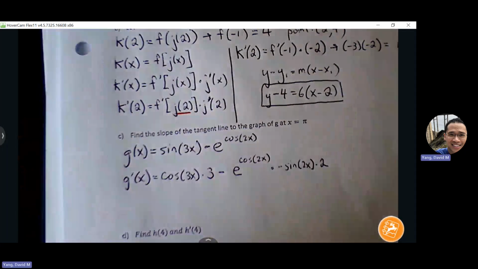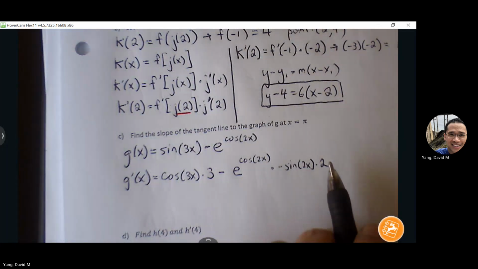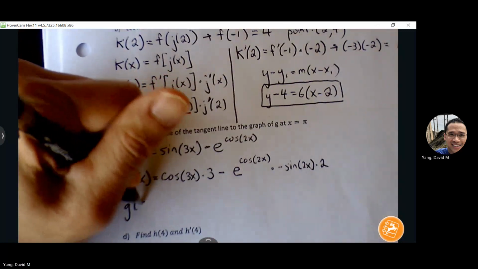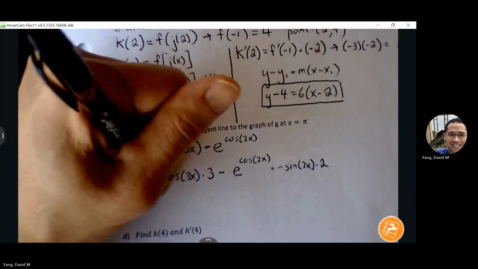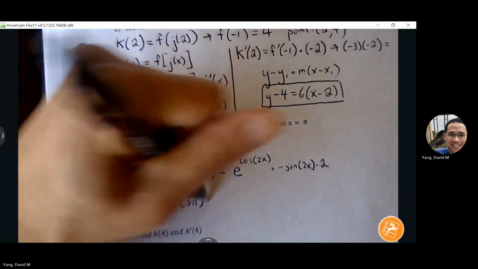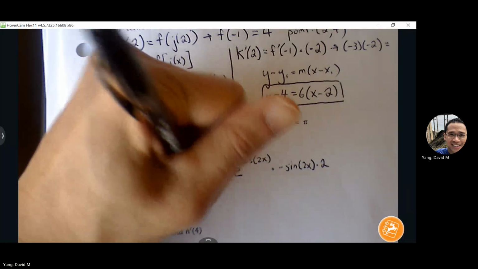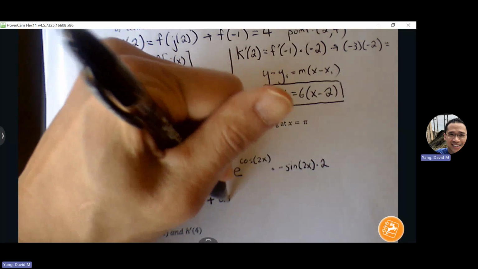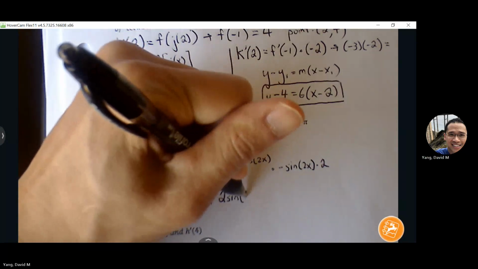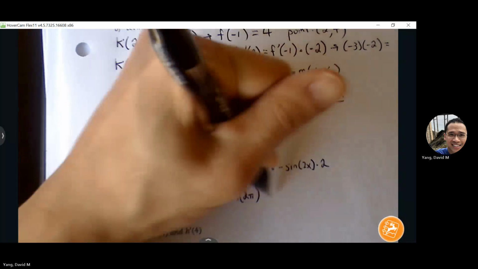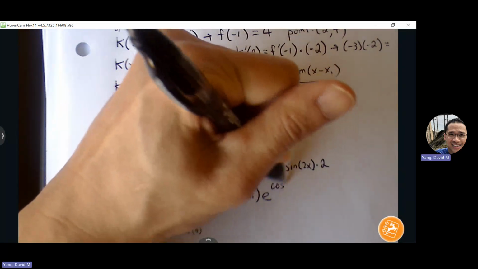Okay, so now we can replace every x with what? Pi. I'm going to bring the 2 sine x in front, so 2 sine of 2 pi e to the cosine of 2 pi.